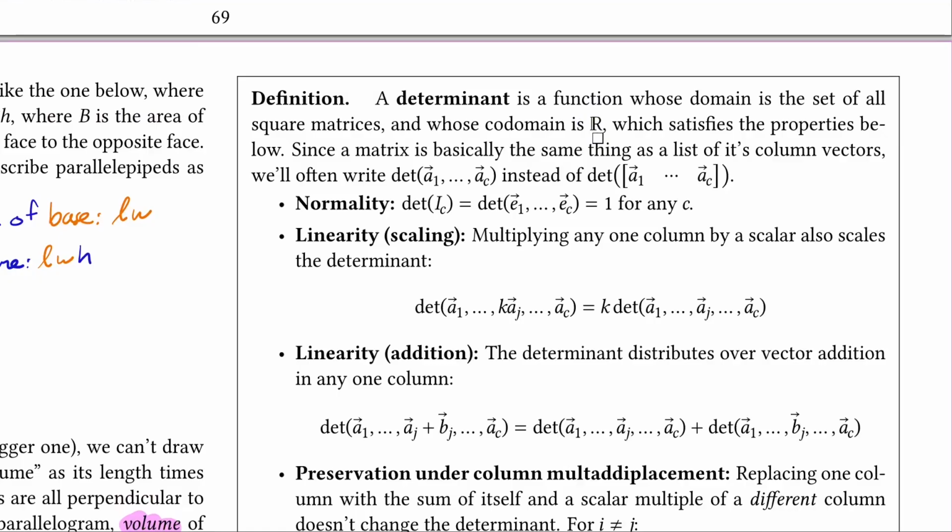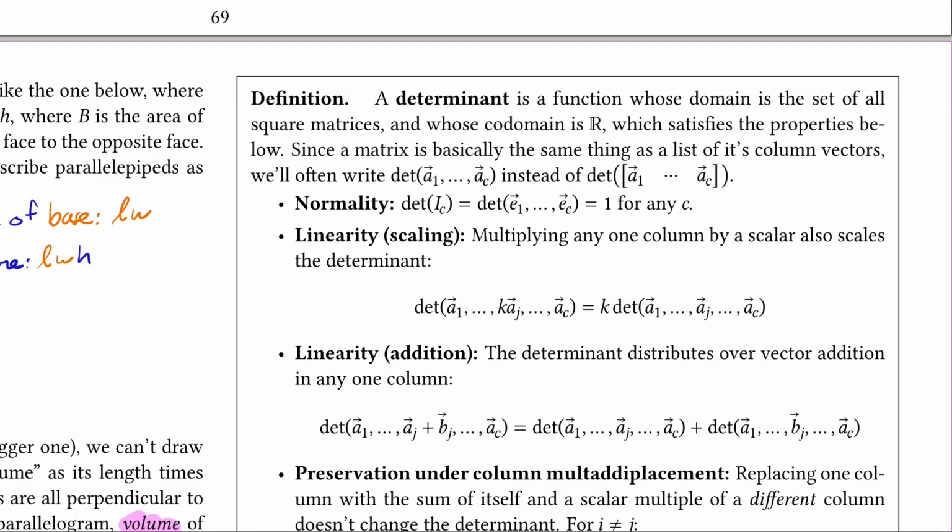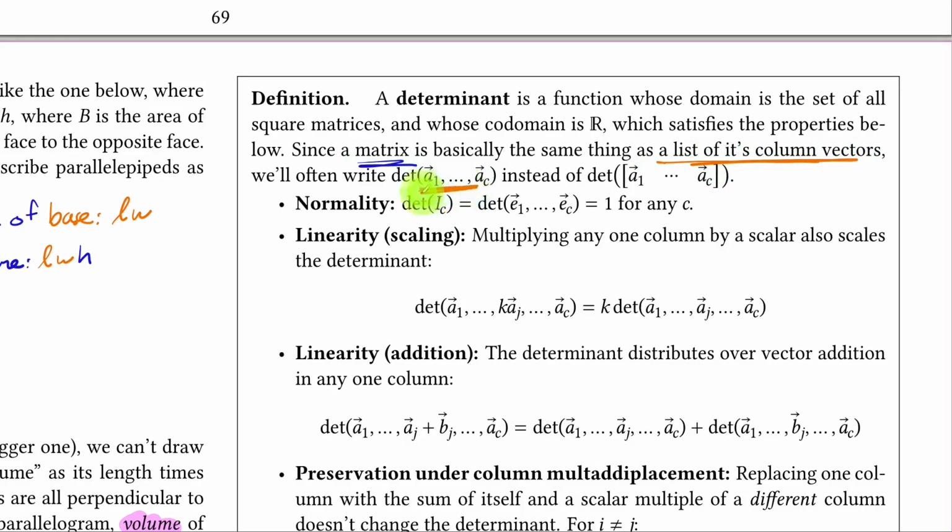Oh, I should point out that a matrix is basically the same thing as a list of its column vectors. So sometimes we'll write it as the determinant of a list of vectors, and that's just another way of saying the determinant of the matrix that has those vectors.